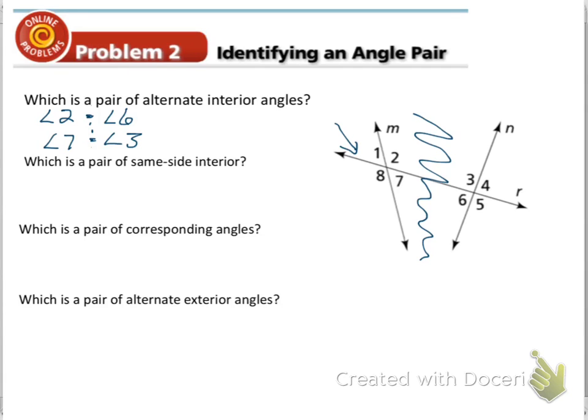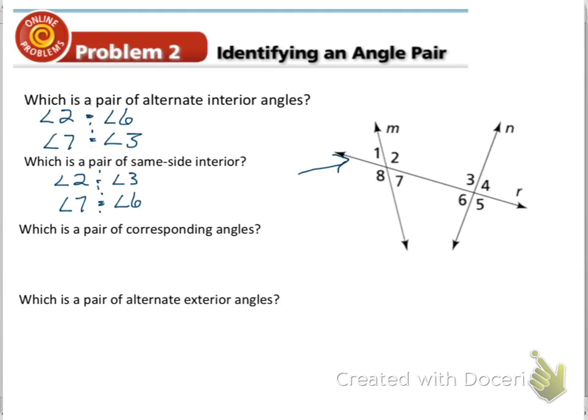So which is the pair of same side interior angles? We're still looking at the interior, and I've got the transversal pointed right there. And so we have angle 2 and angle 3, and angle 7 and angle 6.